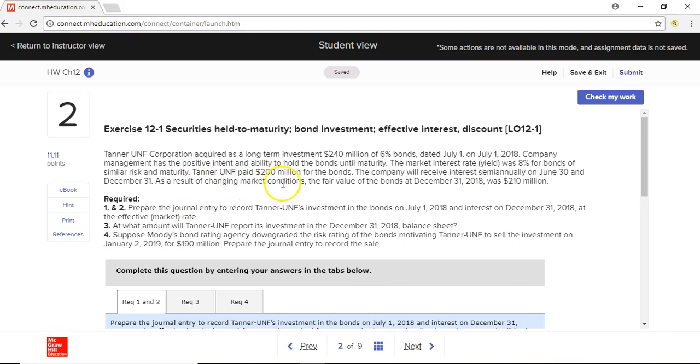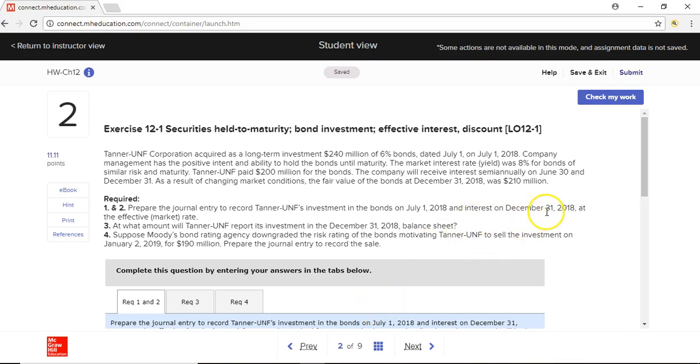Semi-annual means we will use 4% instead of 8% to calculate effective interest. As a result of changing market conditions, the fair value of the bonds at December 31st, 2018 was $210 million. Because we hold these bonds until maturity, with positive intent and ability, the fair value at the end of 2018, $210 million, is not relevant. Okay, so number 1 and number 2 ask us to prepare journal entries to record the purchase of these bonds and interest received at the end of the year.